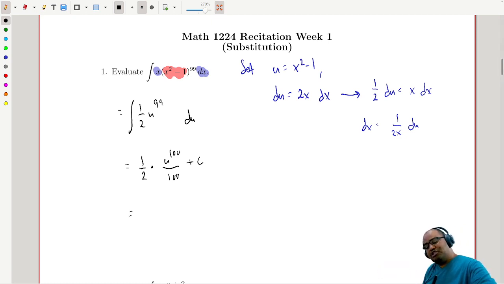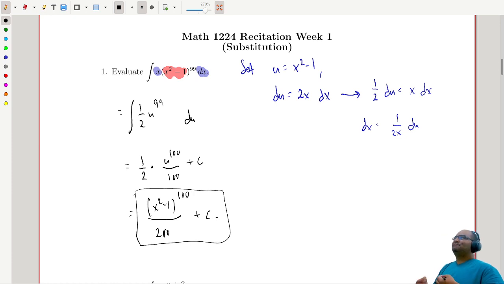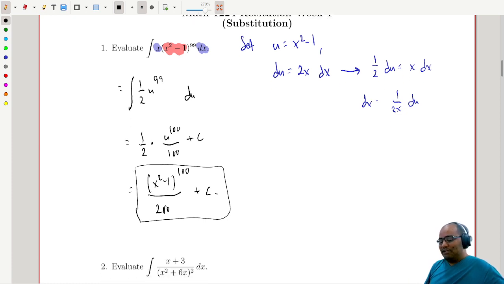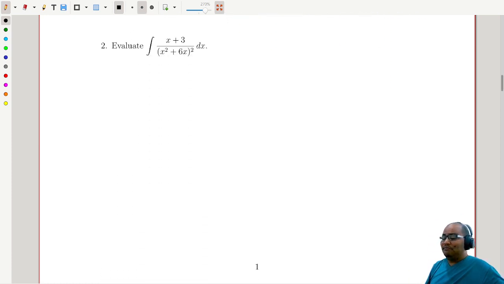So we're going to go back into the original units, and I'll replace u with what it was. That's x squared minus 1. So x squared minus 1 to the 100th power, all divided by 200, 2 times 100. And that's how we do a u substitution. We took a hard problem and collapsed it into an easier problem. All right. Let's take a look at another one here.